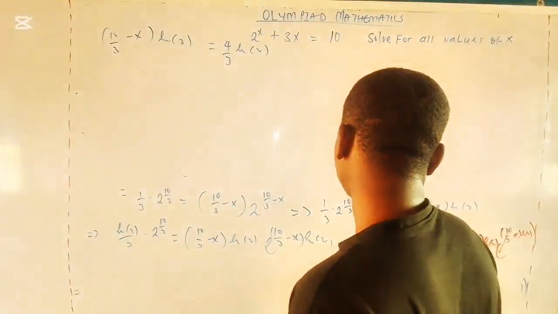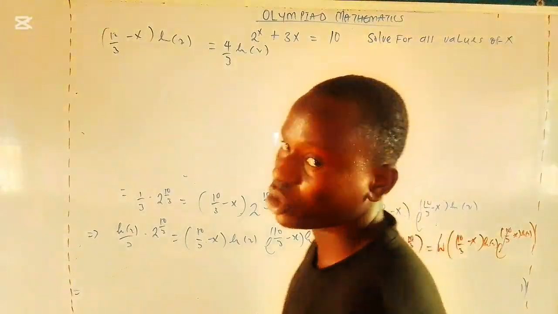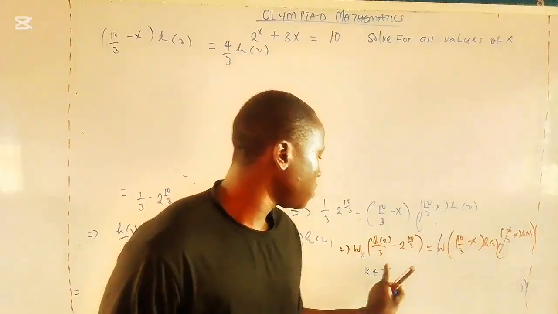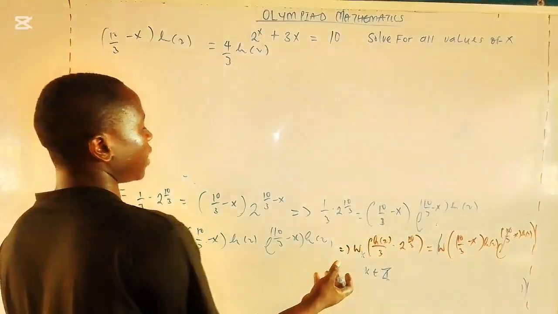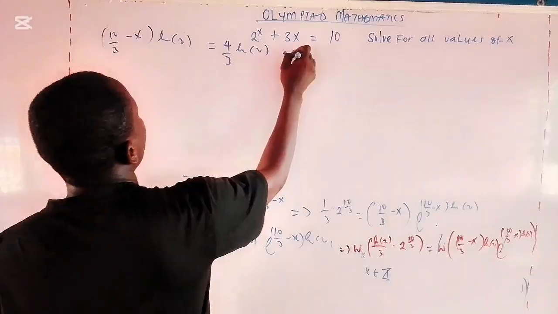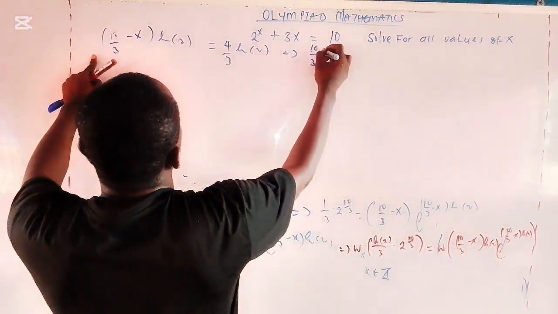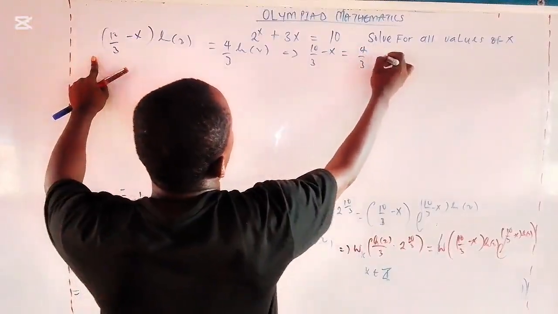So let's just put k here, where k is a set of integers. Are we together now? So when you put k to be 0, that's when you have the principal branch, the principal value. So that's why we have 4 over 3 multiplied by natural log of 2. Then we have 10 over 3 minus x. If you divide through by natural log of 2, this is now equal to 4 over 3.